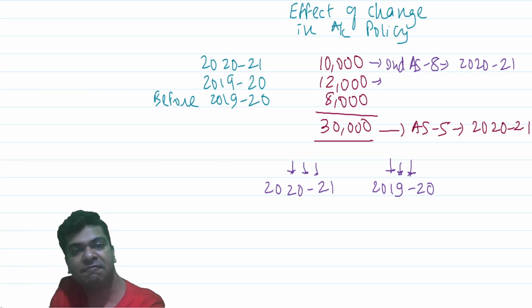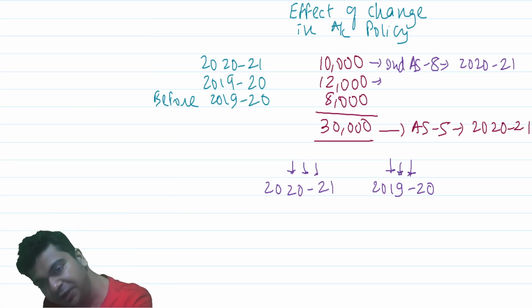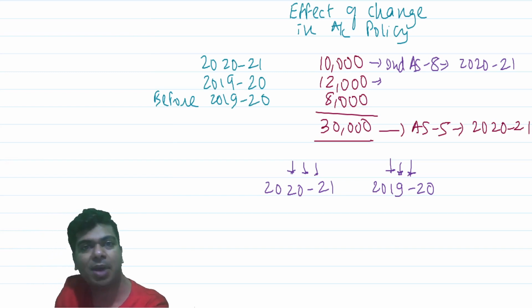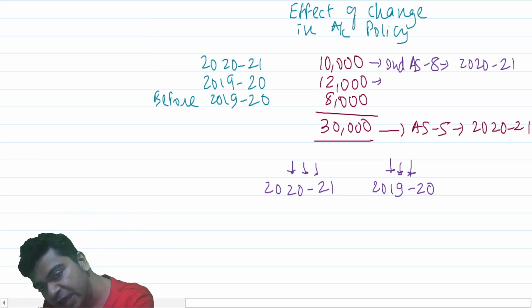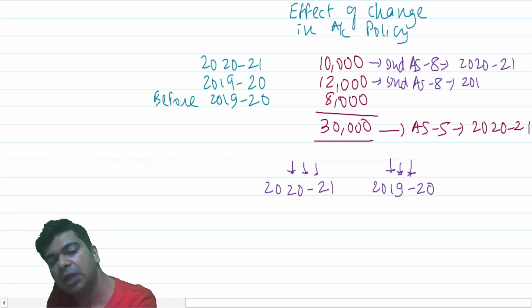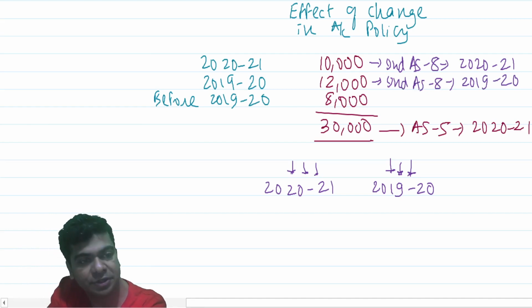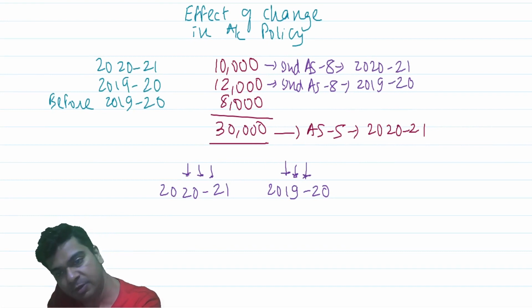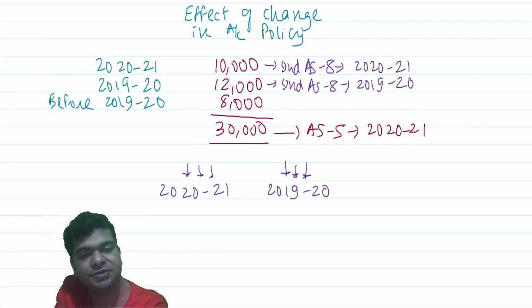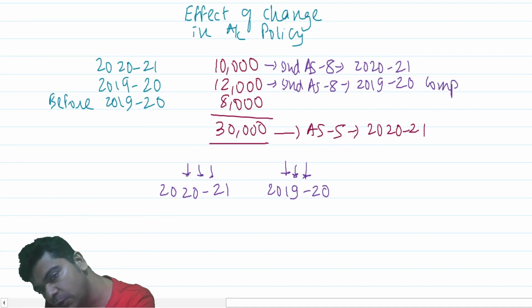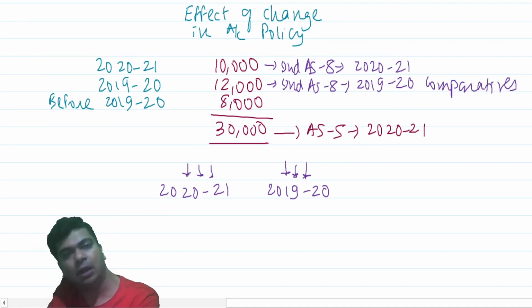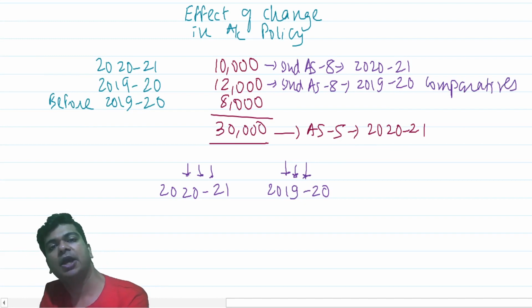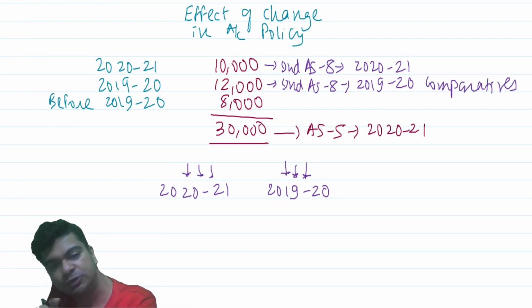Whatever is the effect of the year 2019-20, it will be given in the comparatives. You get my point? So when you follow Ind AS 8 over here, the effect will be given in the 2019-20 comparatives, right? You'll be preparing the financial statements, and you will provide figures for the current year, and you will also provide figures for the previous year by way of comparatives. Change the comparatives. Whatever effect is for the previous year, give it in the comparatives.